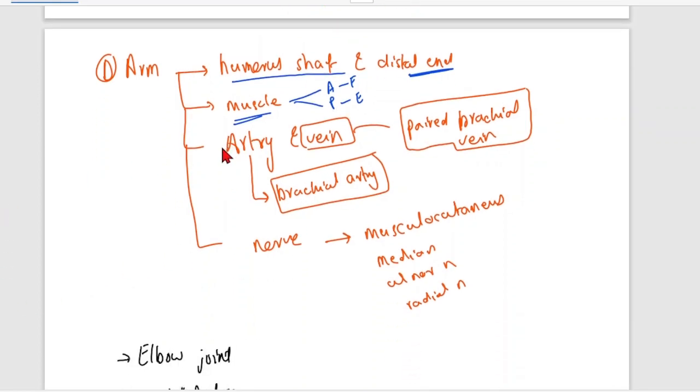The arm also has an artery and veins. The veins are the paired brachial veins, and the other is the brachial artery. The brachial artery is also present in the arm.